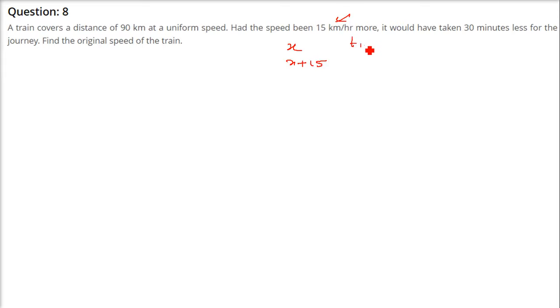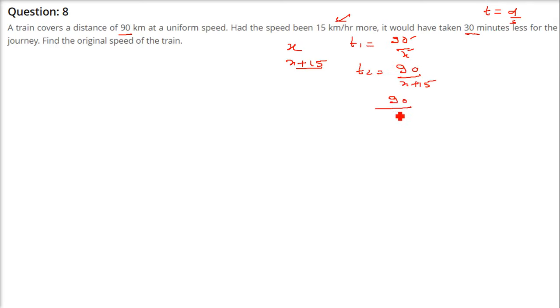So what is the time taken in the first situation? Distance remains the same, 90 km by x. Time is distance by speed. Time 2 will be, distance remains the same, speed will be x plus 15. Now, what is the difference of the time? That is t1 minus t2, it will be 30 minutes.